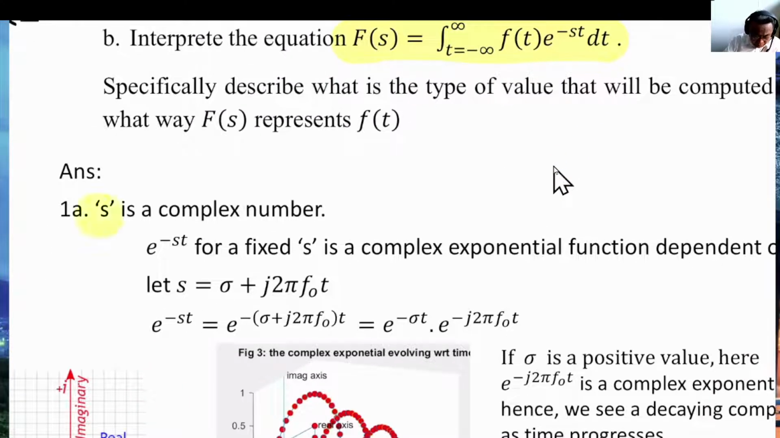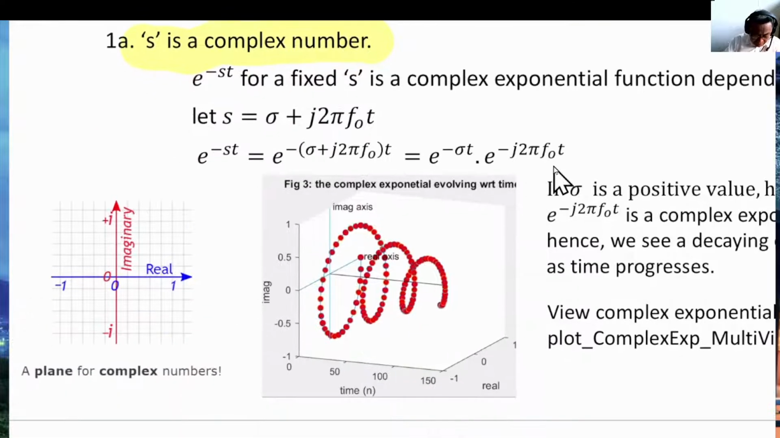S is a complex number. So what is a complex number? It is this little guy here. On the blue line is the horizontal axis, which is the real line. Starts with 0, 1, 2, and so on. On the left, going left is -1, -2, and so on, going forever.